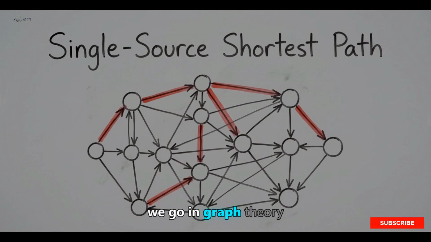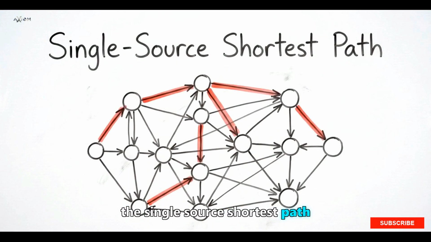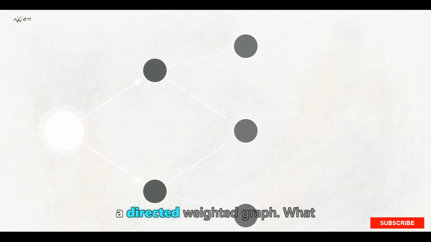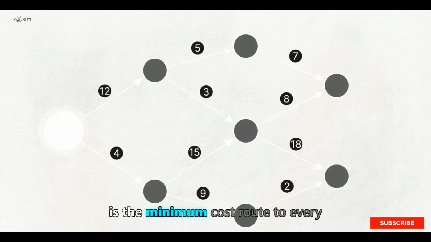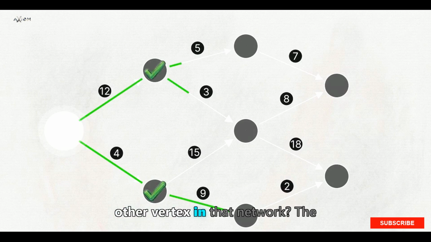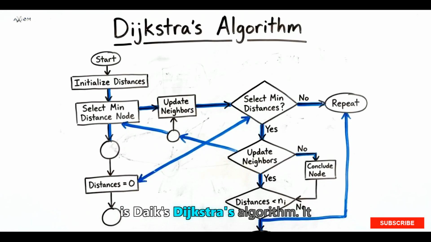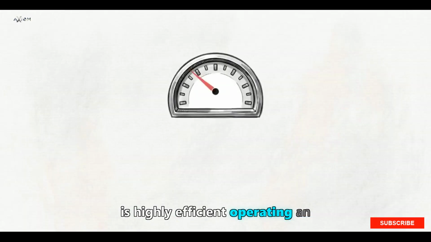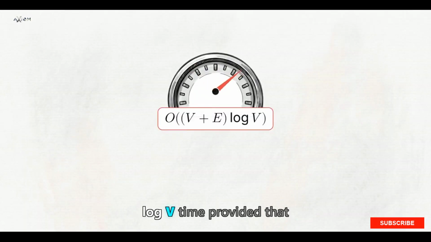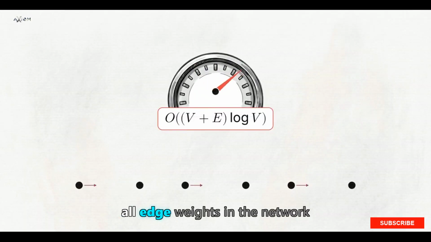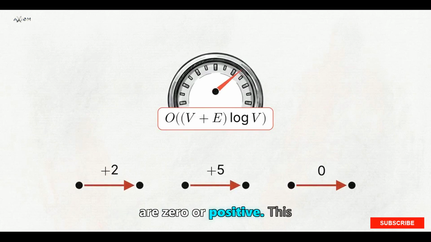Here we go. In graph theory, the single source shortest path problem asks a specific question. Given a starting vertex in a directed weighted graph, what is the minimum cost route to every other vertex in that network? The industry standard for solving this is Dijkstra's algorithm. It is highly efficient, operating in O of V plus E log V time, provided that all edge weights in the network are zero or positive.